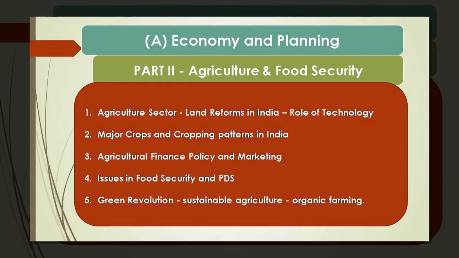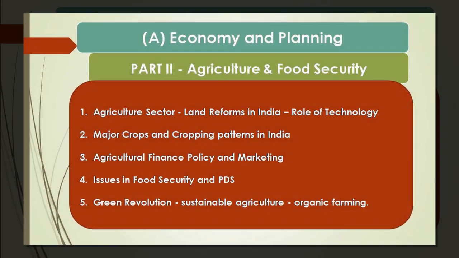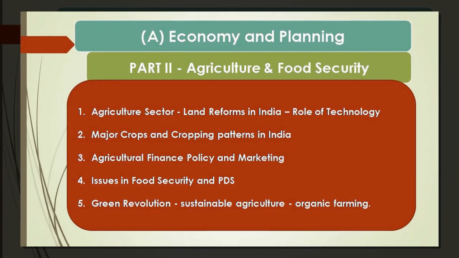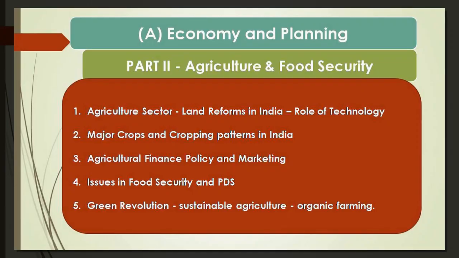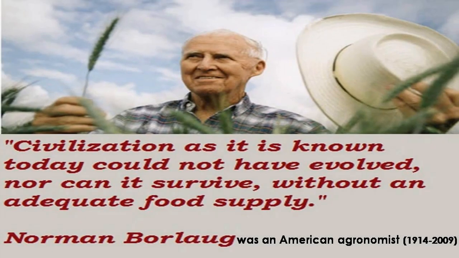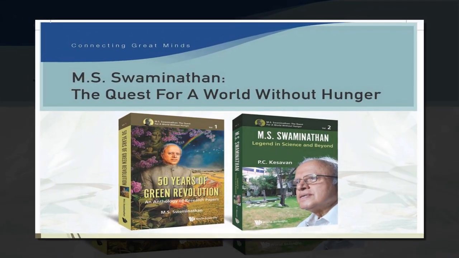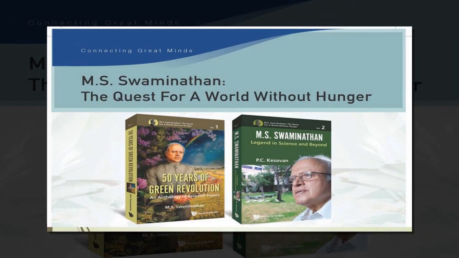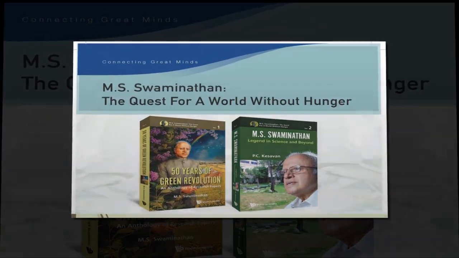Fourth one, issues in food security and public distribution system. We know the targeted public distribution system, revamped public distribution system, National Food Security Act, and so on. Fifth one, green revolution. We know Norman Borlaug, a very renowned agricultural scientist, is known as the father of the green revolution at a global level, and also M.S. Swaminathan is the father of the green revolution in India. And you should focus on policies for sustainable agriculture and organic farming.